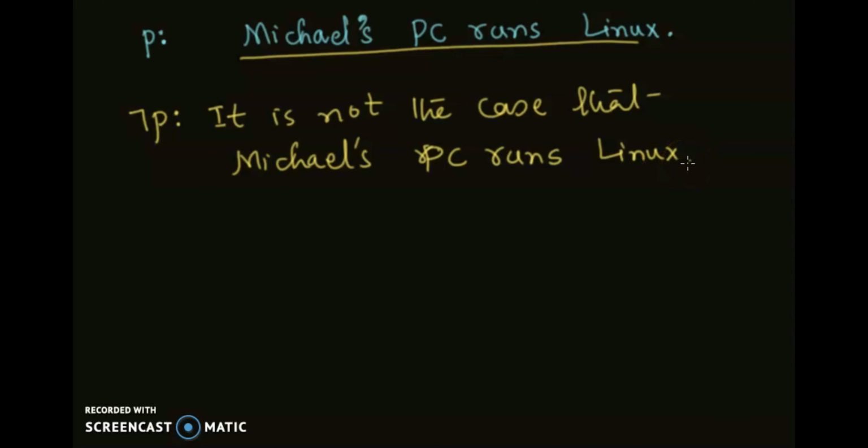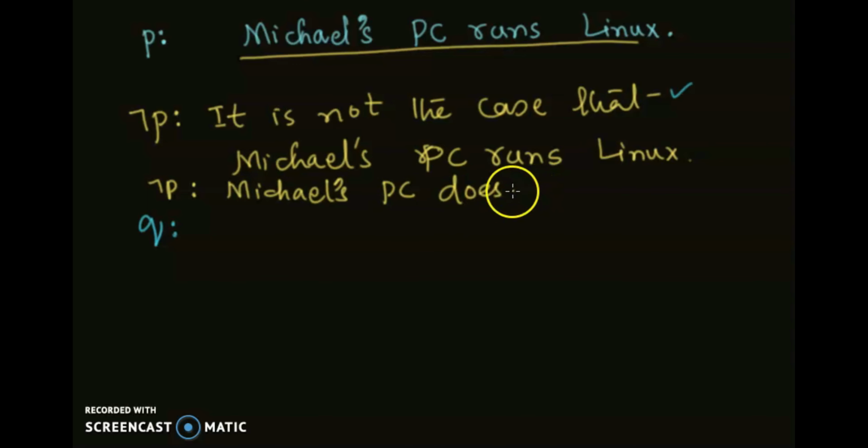Or you can even write this same negation of P in this way. We want to say that it is not the case that Michael's PC runs Linux. That means Michael's PC does not run Linux. So this is what we want to say basically. यही हम कहना चाह रहे हैं ना, right?